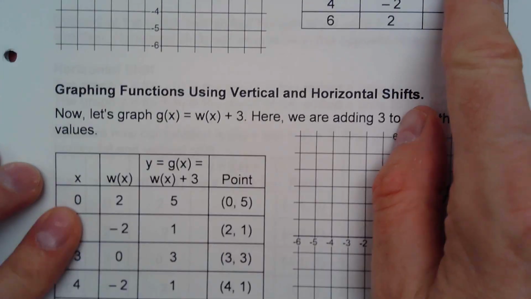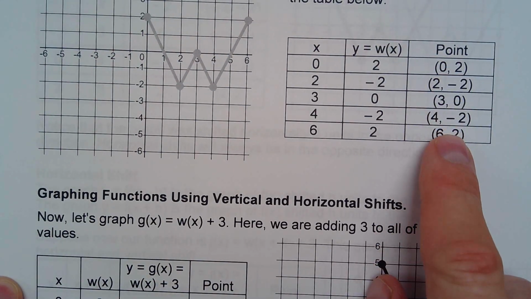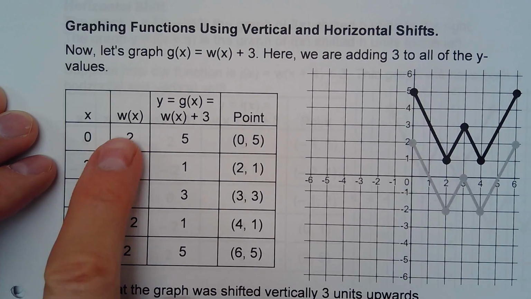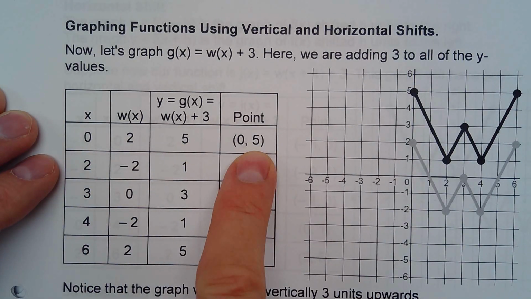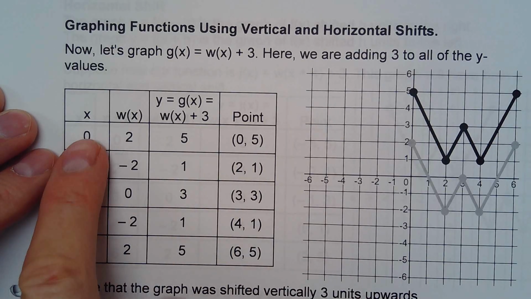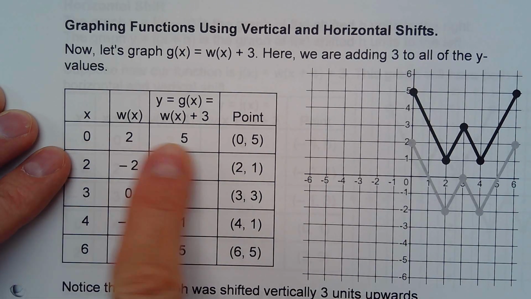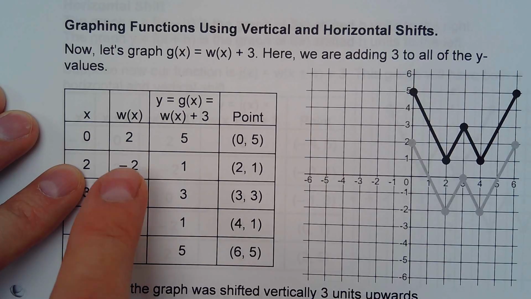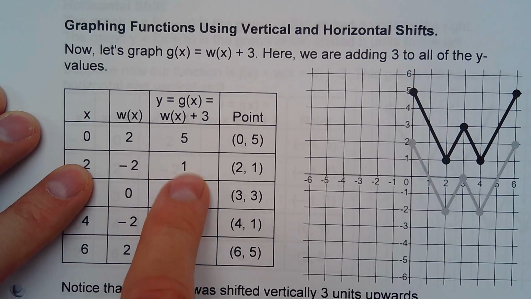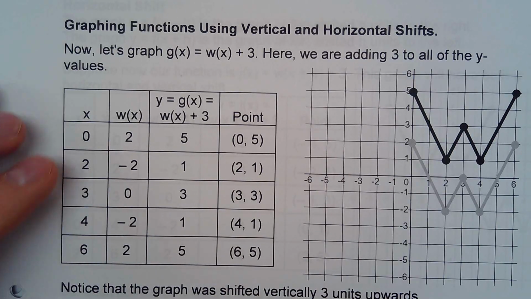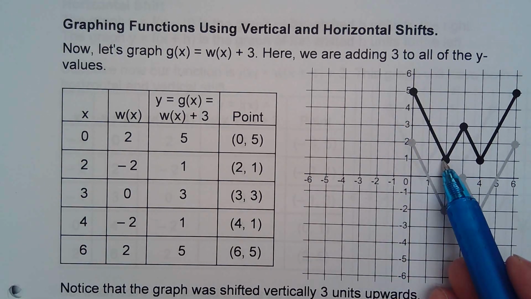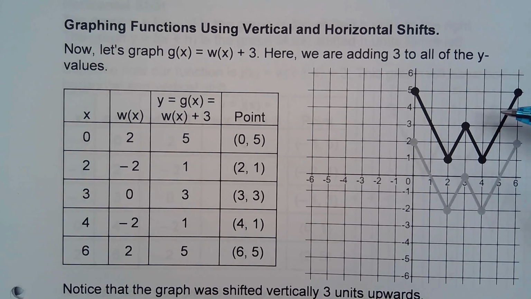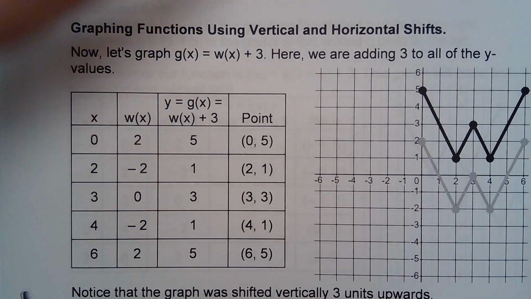So if I go back to my points up here, I'm going to take each of my y coordinates on these points and add 3 to them. That's what I do over here, and that gives me my new points. The original point was (0, 2). I added 3 to the y coordinate, now (0, 5). (2, -2), add 3 to the y coordinate, that becomes (2, 1), and so on and so forth. When I plot these points, notice my graph is shifted up 3 units.